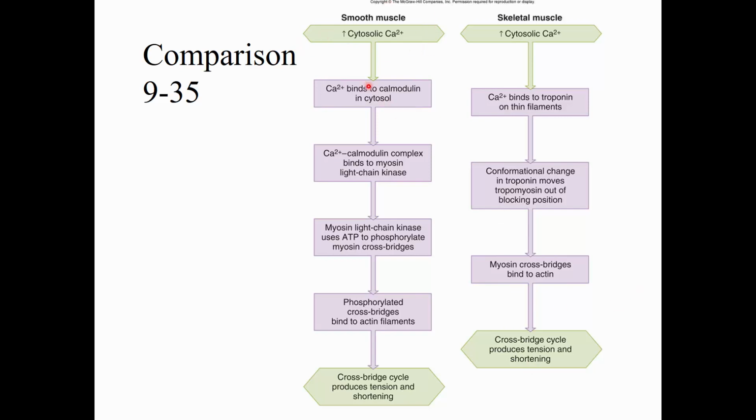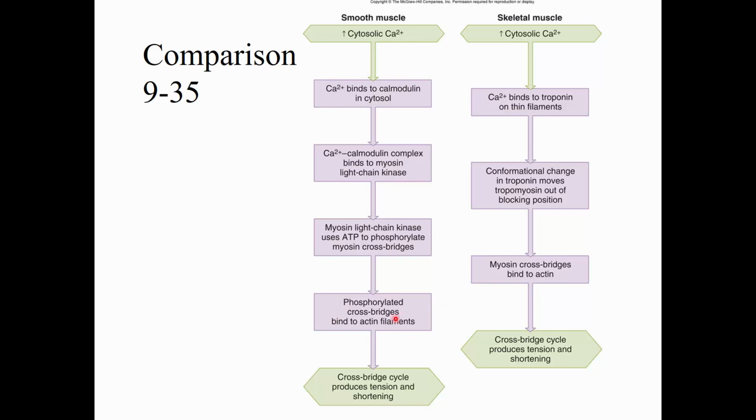Calcium comes in and doesn't bind to troponin, it binds to calmodulin. Now, calmodulin is kind of like a cousin of troponin. They're similar proteins, but a different protein. And calmodulin is in the cytosol. Calmodulin and calcium form a complex that binds to myosin light chain kinase. Myosin light chain kinase then uses ATP to phosphorylate myosin, and then that promotes cross-bridge formation.